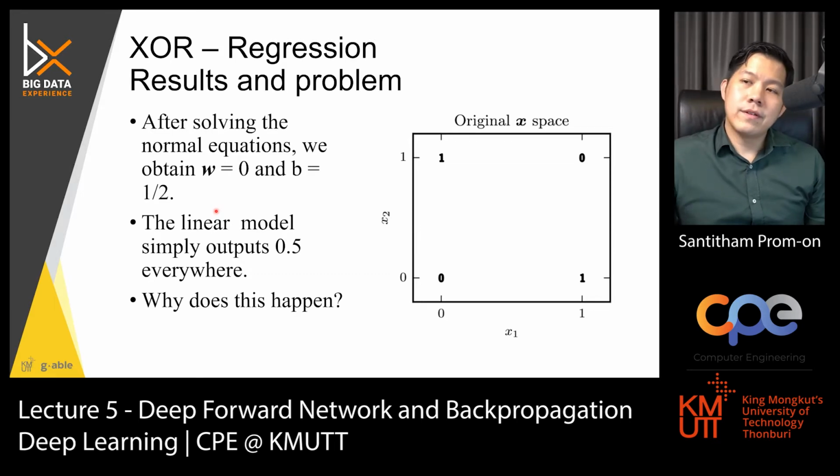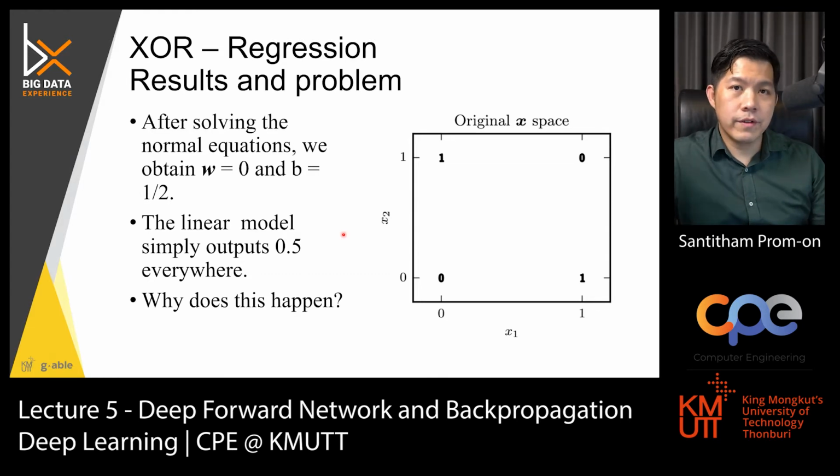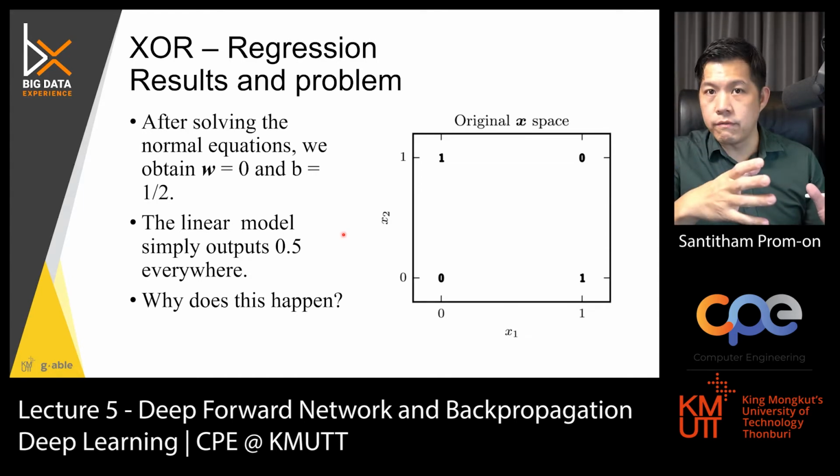If we have weight equals 0 and b equal 1/2, then the output would always be 1.5, which is not good in a classification problem in this case. So how do we address this? What types of network could be able to predict the XOR function?